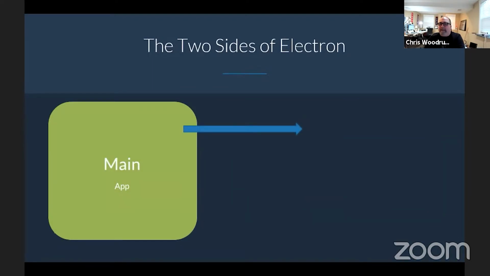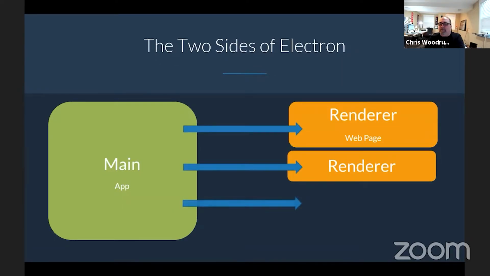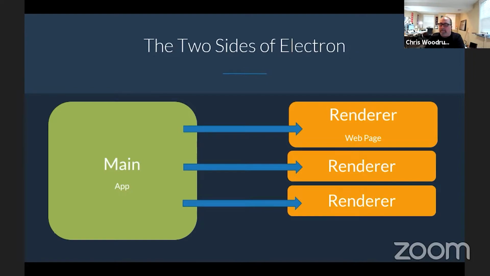So again, the main app can generate multiple renderers, which are the visible web pages or the visible application windows that we can see in an Electron app. I will say, be careful of generating multiple of these renderers.